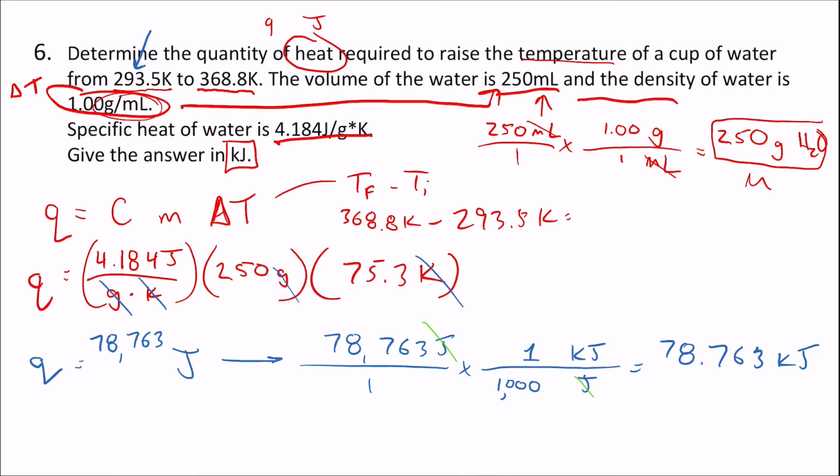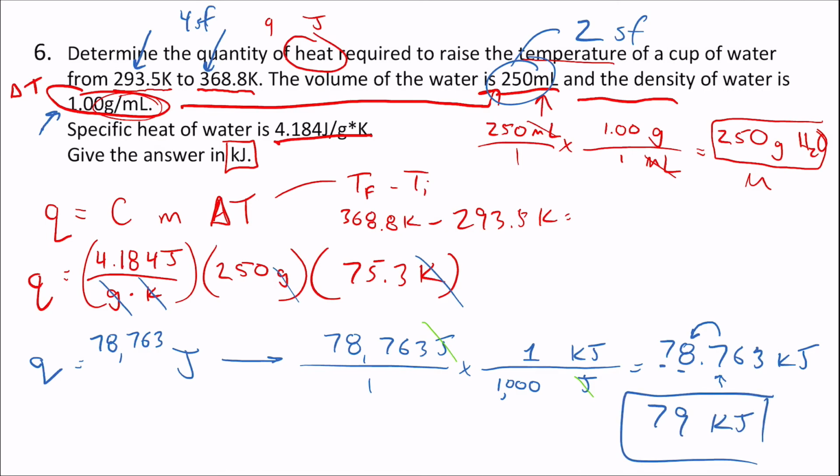We're not done yet because we have to talk about sig figs. If we go back up, the temperatures, they have 4 sig figs. This is a constant, so we kind of ignore it. And then we have 250 only has 2 sig figs. So we have to round this to 2 sig figs. So the 7 and 8 are good, and then we just look at the 7. Because it's above 5, it's going to bump this up to 79 kilojoules, and that's going to be our answer for this problem.